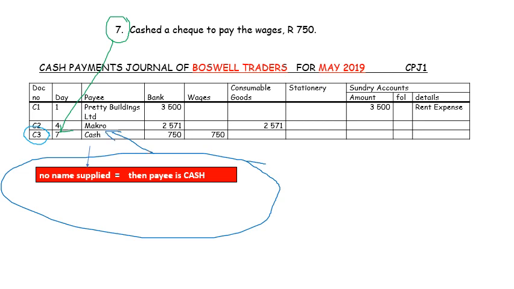Cash. What's the amount of the check that was supplied? 750. So in your bank column, 750. On what did you spend? Why did you spend the 750? You paid the wages. Do you have a wages column? Yes, you do. They tell you it's to pay the wages. So in the wages column, you will write the 750 rand.